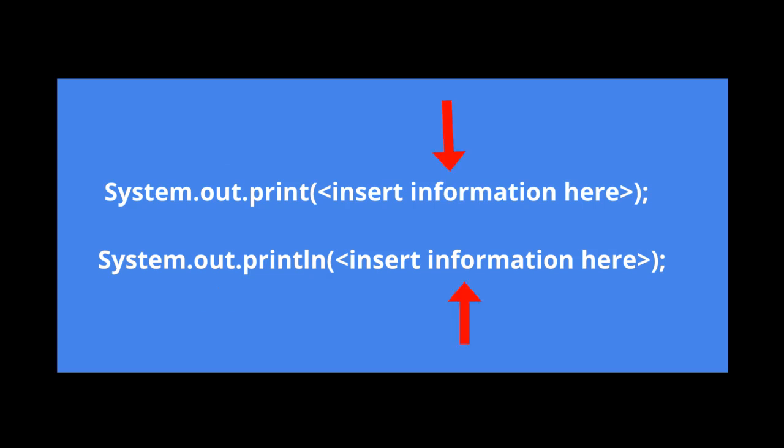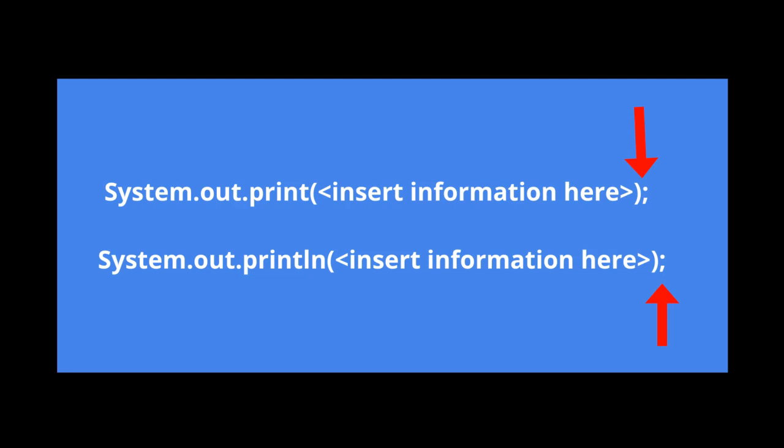The second part is where we are actually going to put the information that we want printed to the screen. So if you want to print some words, you'll put words in here, numbers, you'll put numbers. The portion that says insert information here, you do not put that inside when you are coding. I just put that there so you guys knew.